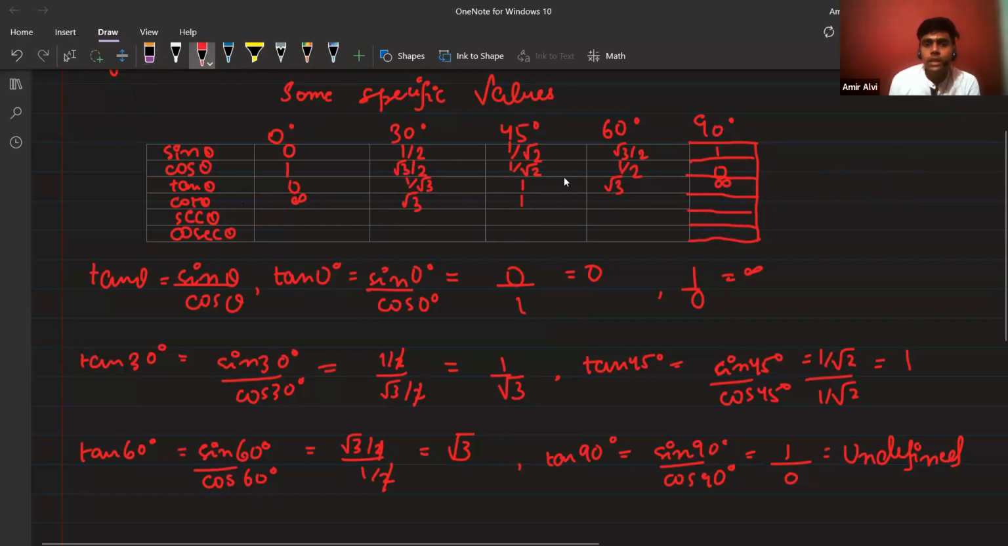One other thing is, if this is root 3, what will it become? If we reciprocate it, it will become 1 by root 3. Yes, sir. Okay. And if tan 90 is infinity, cot 90 would be 0. Why? Because 1 by infinity is 0, so it would be 0.